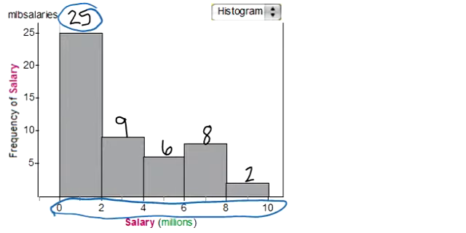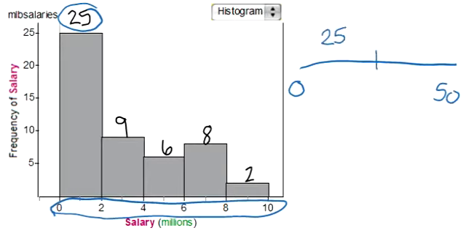Another way to look at this is we've got a total of 50 baseball players. So I'll make a number line here from 0 to 50. If we split this in half, we know that 25 of the baseball players should be below this point, and 25 of the baseball players should be above this point. This point, if you recall, is the median.